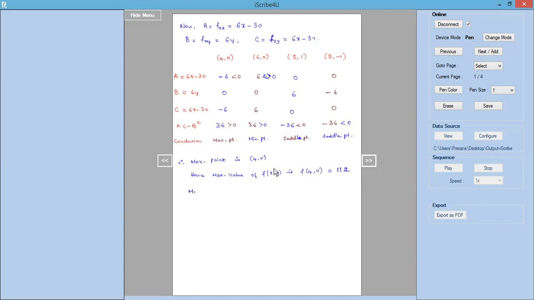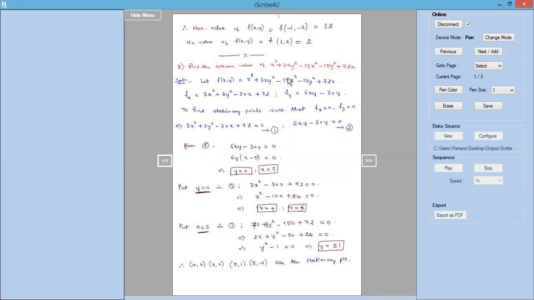Similarly, the minimum point here is 6, 0. Hence, the minimum value of f of x, y is f of 6, 0. So substituting x is equal to 6 and y is equal to 0, you will be able to obtain the minimum value as 108. So this is how we obtain the maximum and the minimum values, or the extreme values, of the given function f of x, y.